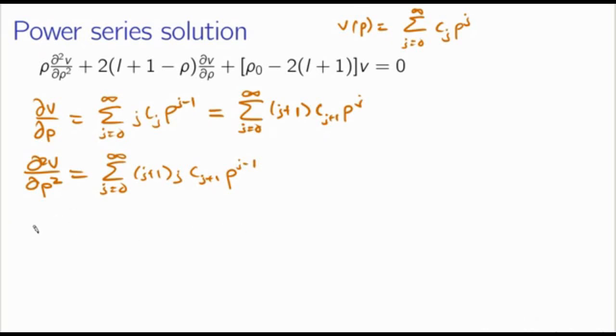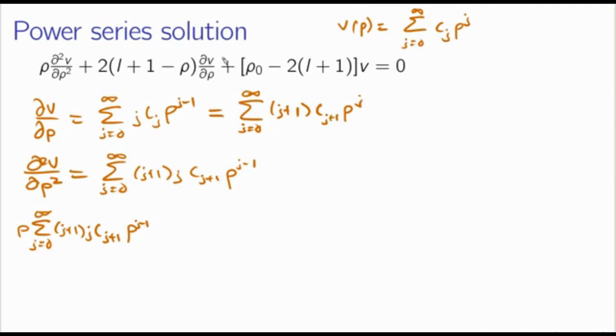My left-hand side of this power series expression now becomes rho times my second derivative of v with respect to rho, which is a sum, j goes from 0 to infinity, of j plus 1 times j times c sub j plus 1 times rho to the j minus 1. Just copying this expression for the second derivative in.